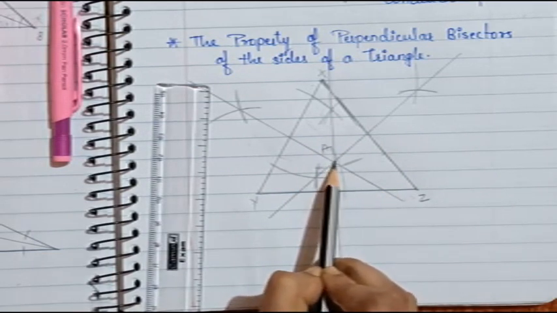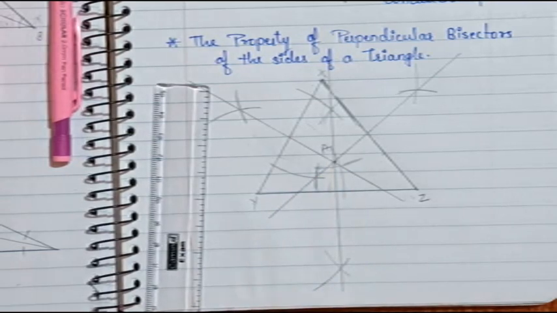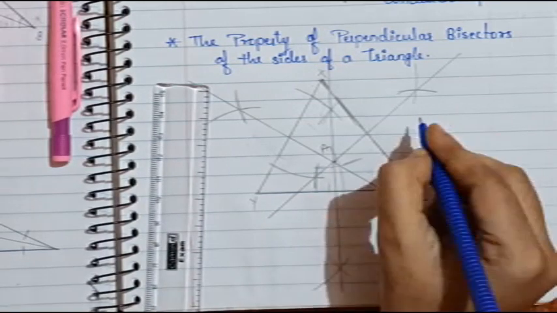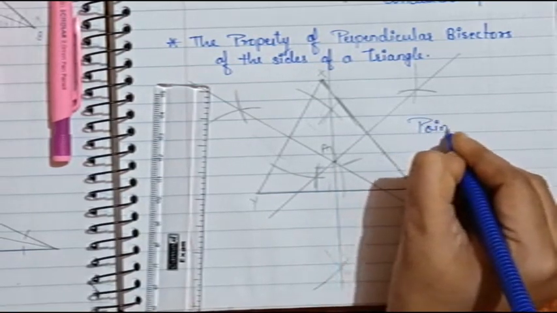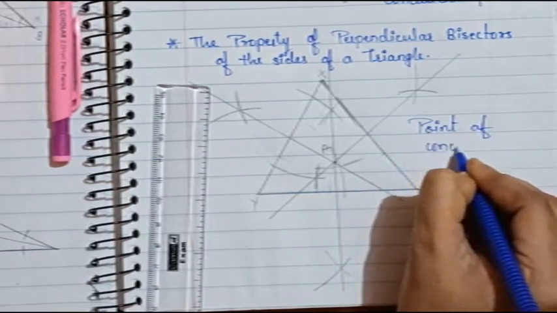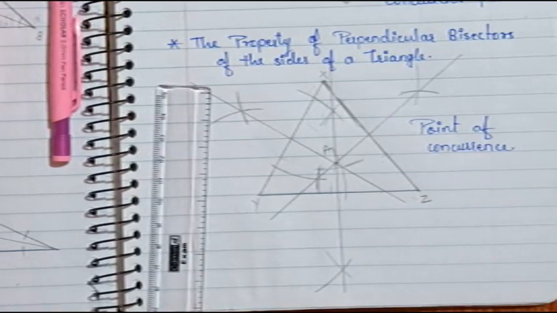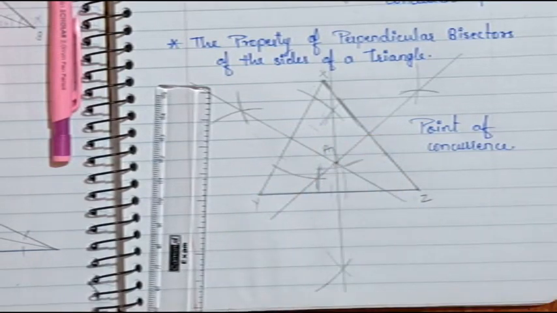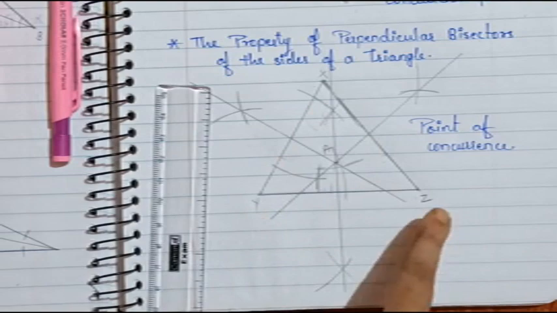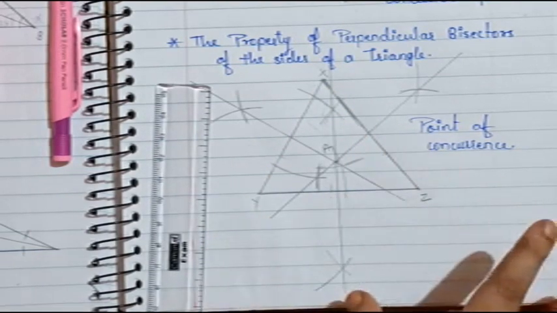Okay, so this point is again known as what point? It is known as the point of concurrence. Okay, it is also known as point of concurrence. So now students, you can see that the measures of all these three sides should be equal, that XY is equal to YZ is equal to XZ. So all the three sides are supposed to be of equal length.